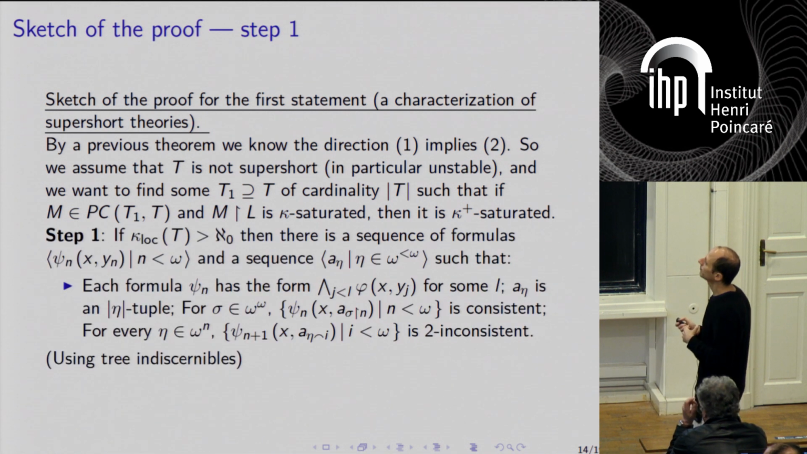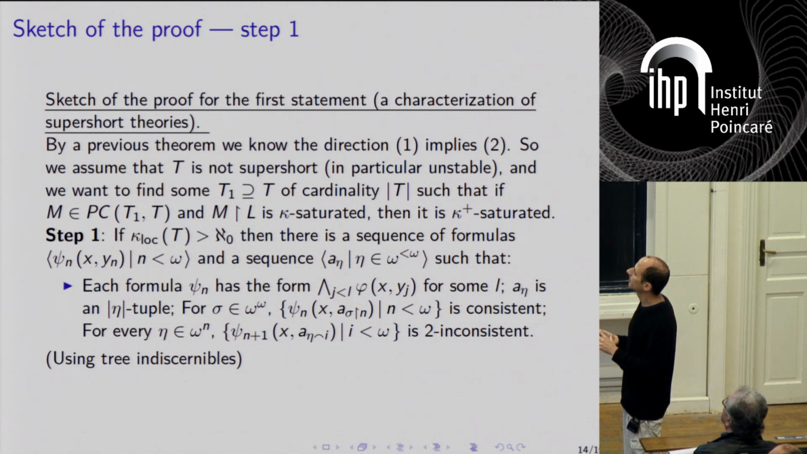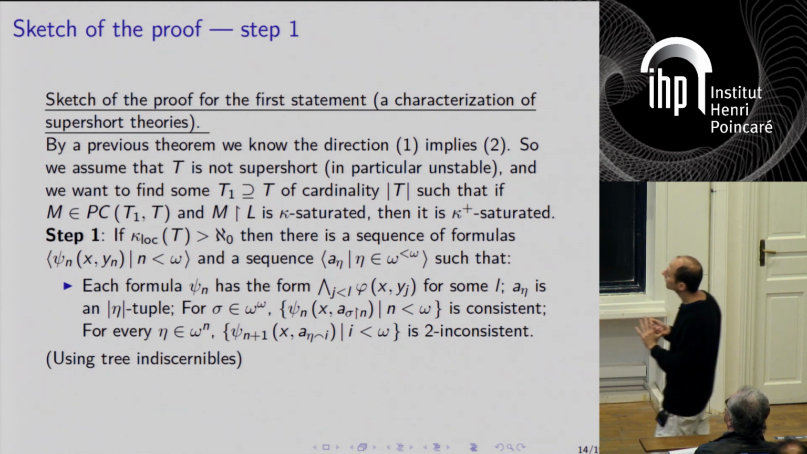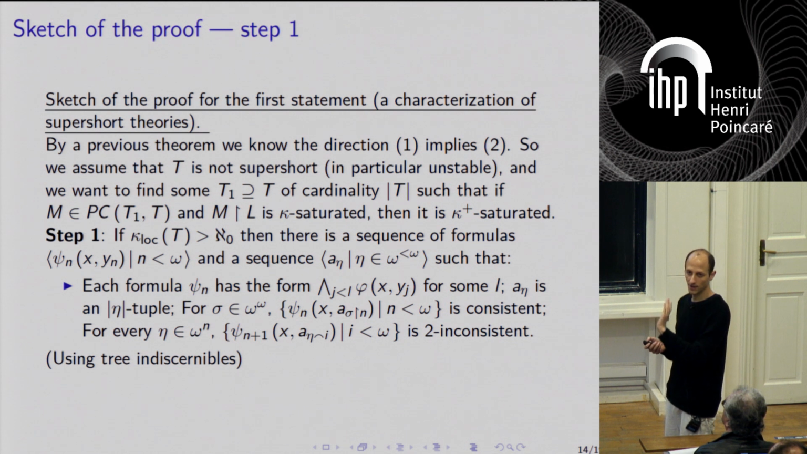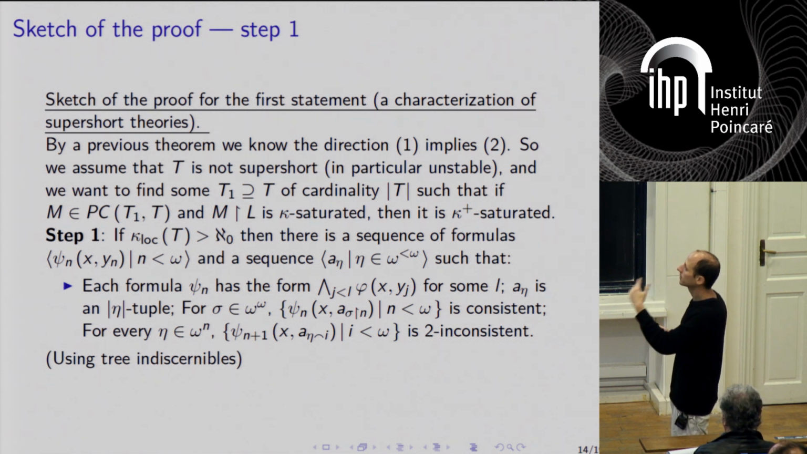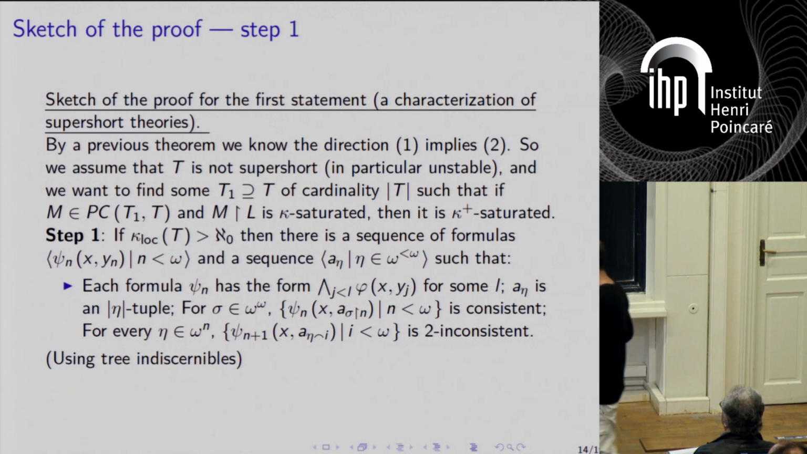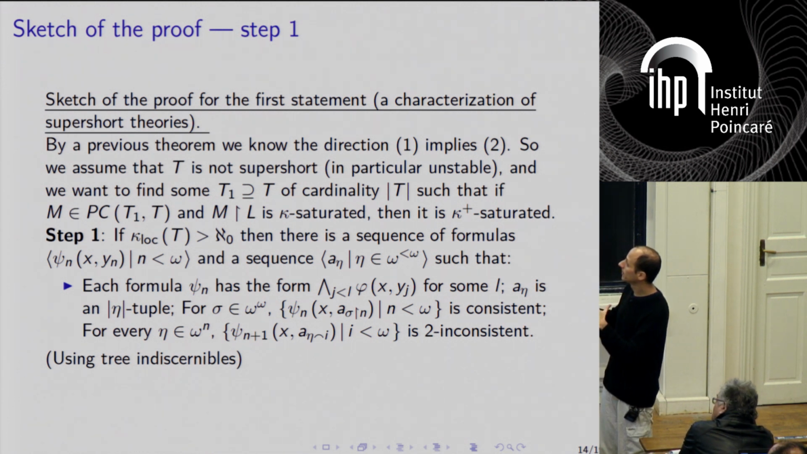Okay, so the first step in the proof is to show that, since kappa log of T is bigger than Aleph0, so what does this mean? This means you have a type which forks over every finite set. A local type, a phi type, yes, which forks over every finite set. And from this, you can build a tree, right?